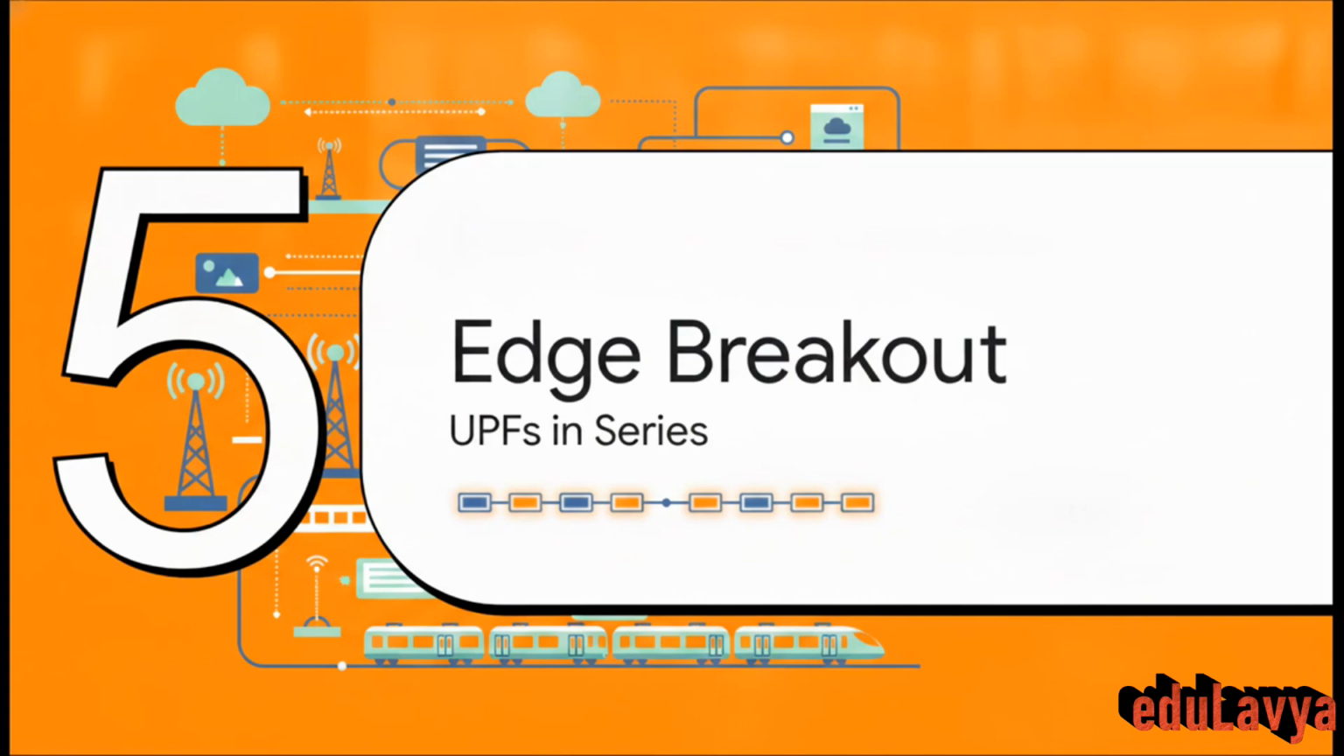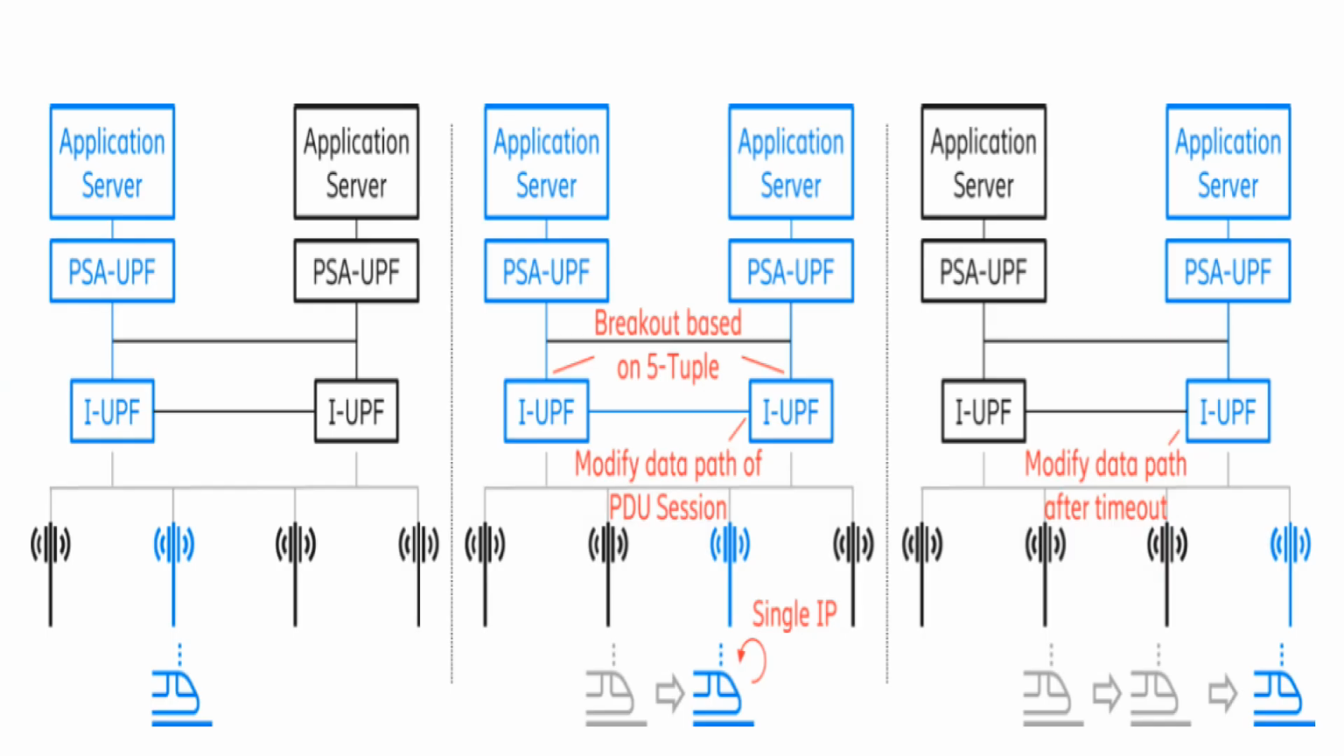Section 5. Edge breakout with UPFs. Let's dive into the practical application. By deploying a distributed intermediate UPF, or IUPF, in series right before the central PSA UPF, we can locally break out critical data directly to an edge application server. This breakout is triggered automatically by specific 5-tuple rules configured by the network.